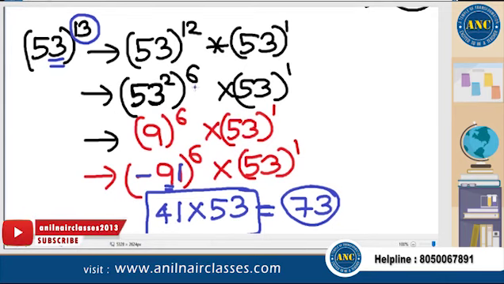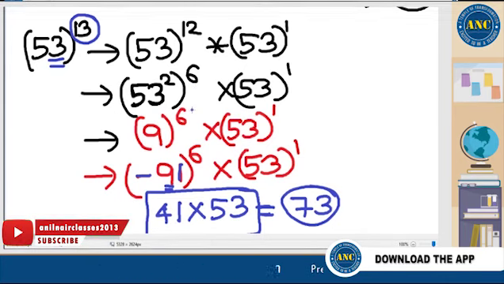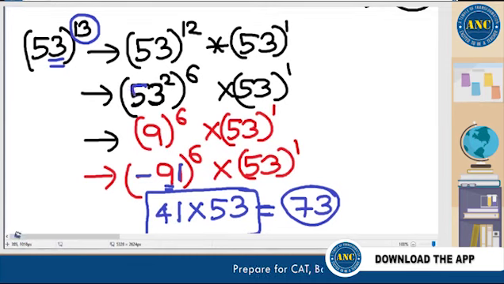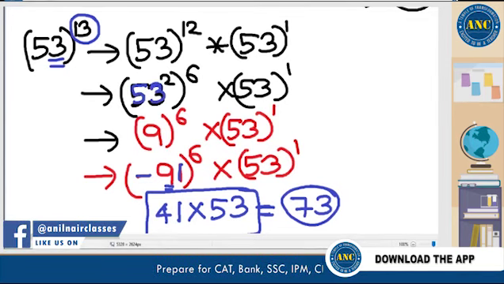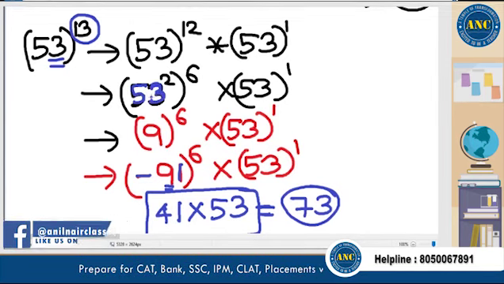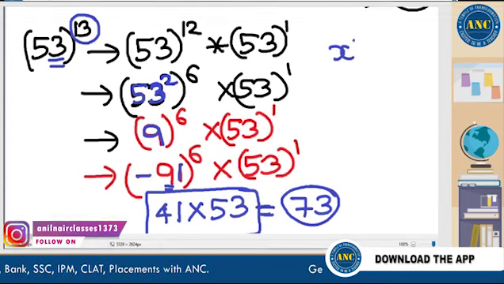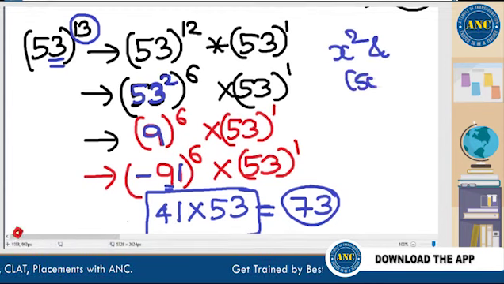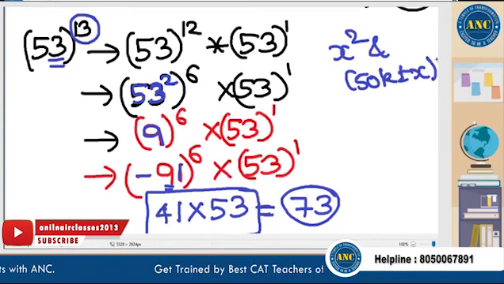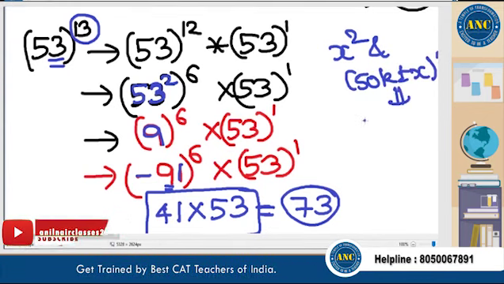Manoj, I don't know how far you have listened in the last half an hour, 45 minutes. 53 is x. Subtract 50. The difference between 53 and 50 is 3. 3 square is 9, Manoj. x square and (50k plus or minus x) whole square will both have the same last two digits. Manoj, I believe that it is clear for you.